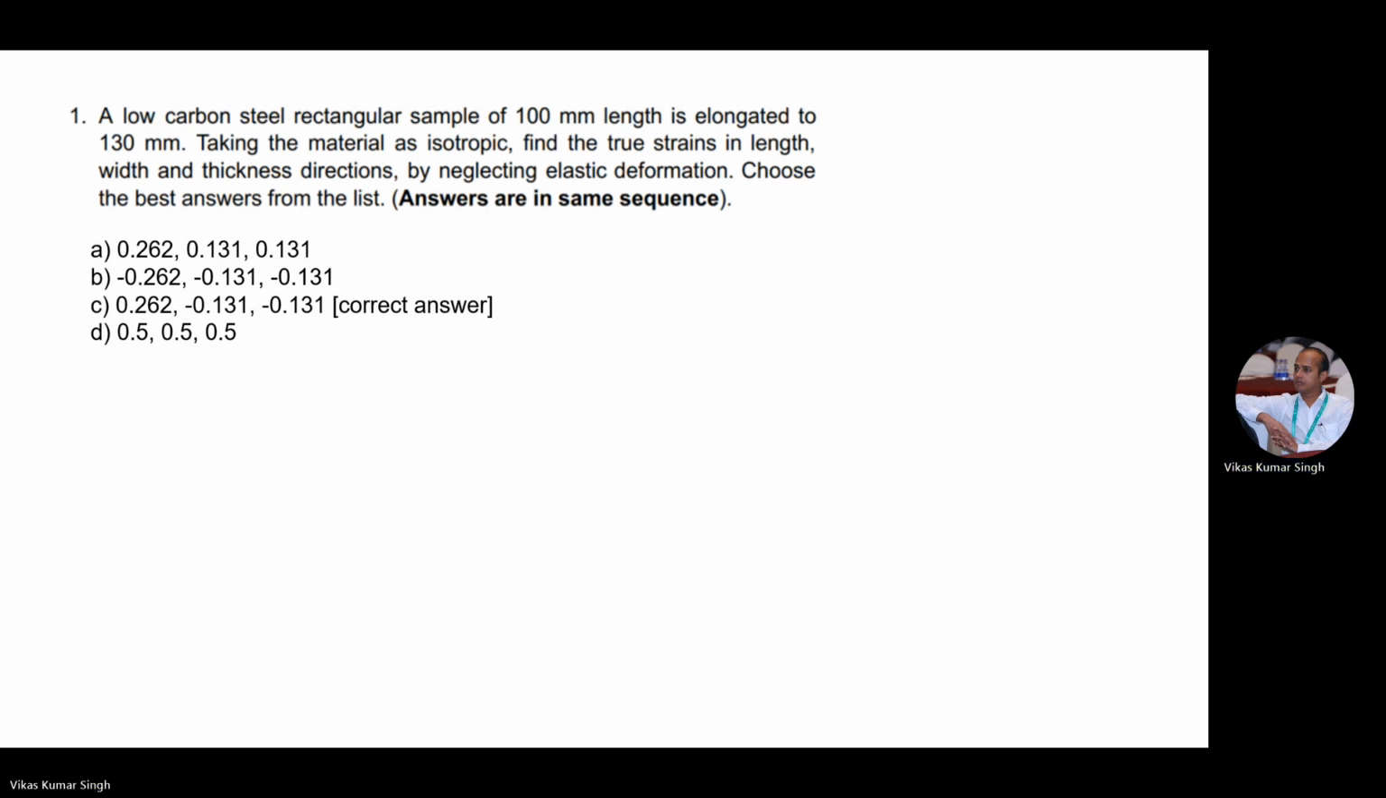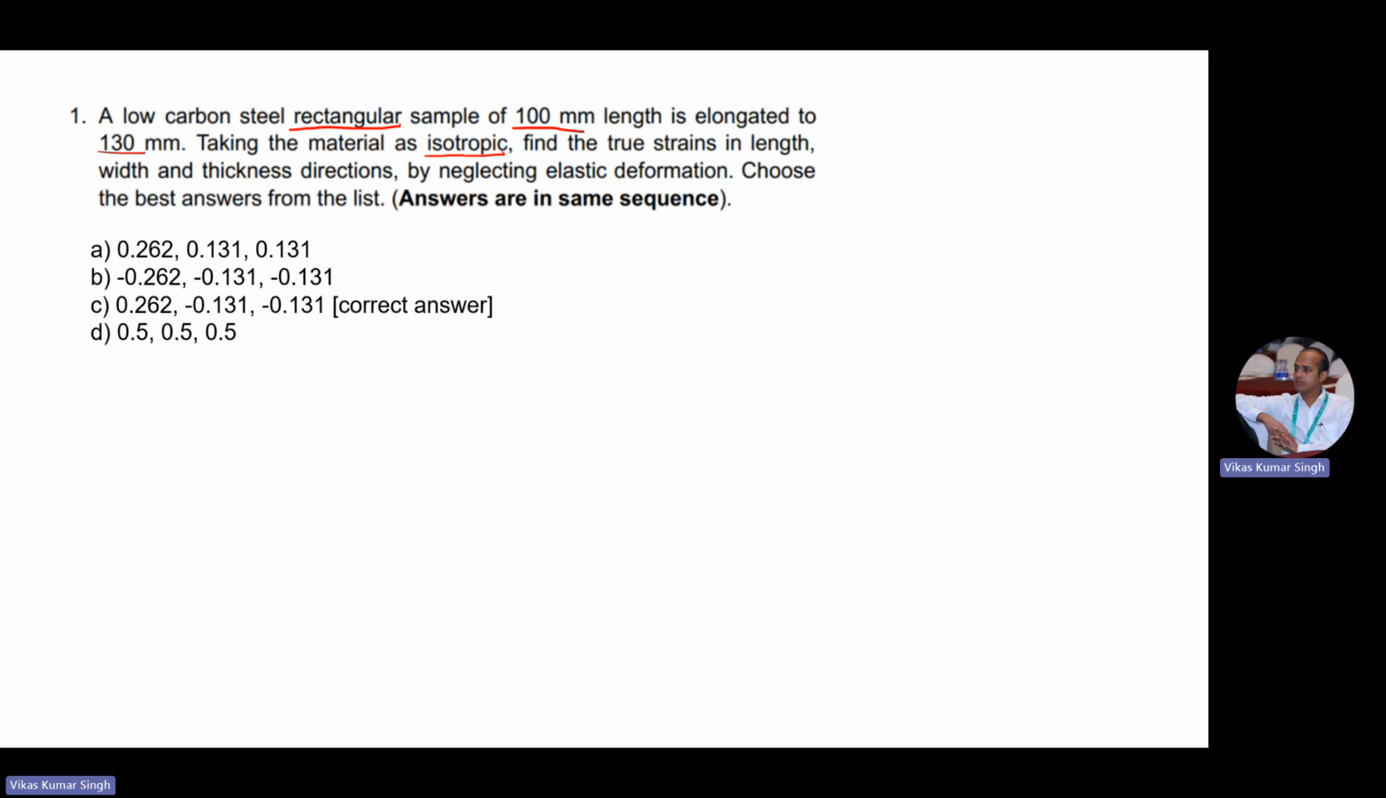We are going to discuss this problem. In the first question, a low carbon steel rectangular sample of initial length 100 is elongated up to 130, taking the material as isotropic. I will discuss what isotropic means here so that things will be clear.